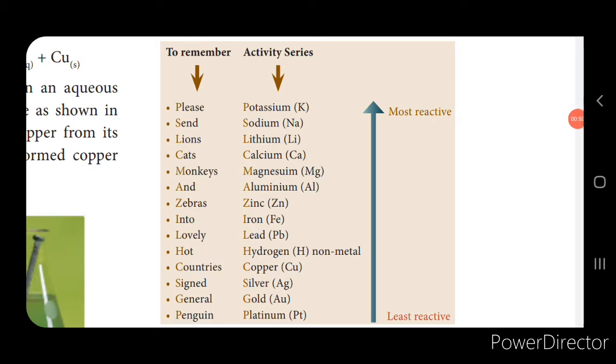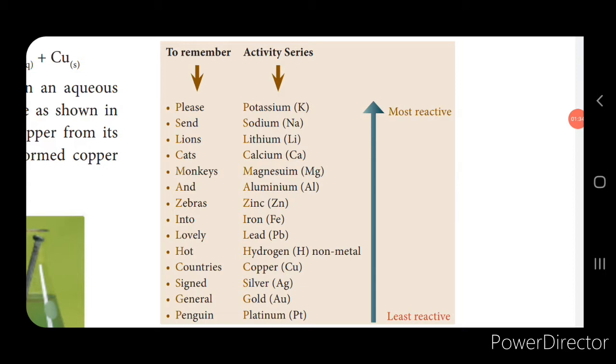Here the elements placed at the bottom are least reactive and the elements placed at the top are most reactive. In between, you can see hydrogen is placed, which is a non-metal, isn't it? So the elements below hydrogen are least reactive, and the elements placed at the top are most reactive. More reactive elements readily displace the less reactive elements in the aqueous solution, and that determines the feasibility of the reaction. Now let's see an example.